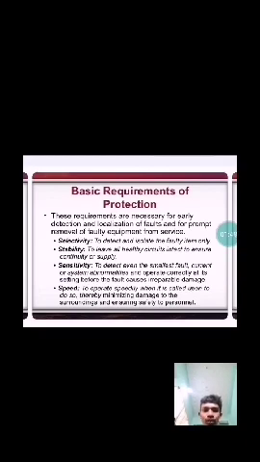Speed, to operate speedily when called upon, thereby minimizing damage to the surroundings and ensuring the safety of the person.